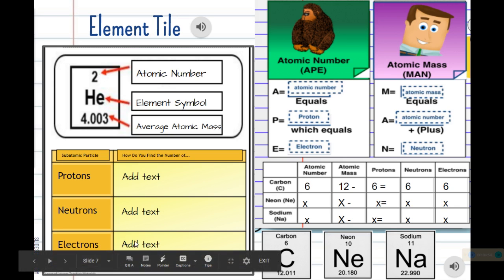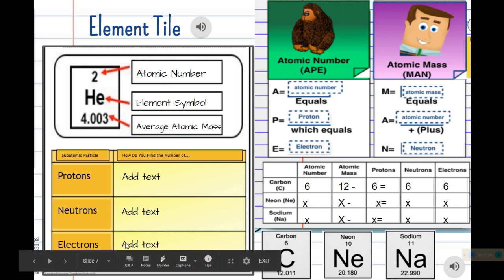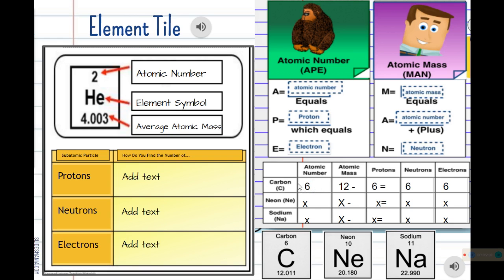So right here for the electrons, you're going to tell me that you find that by looking at the atomic number because it's the same as the protons. How do we find protons? By looking at the atomic number. So you'll notice right here for carbon, our atomic number is 6, our protons are 6, and our electrons are 6. Now let's look at finding the neutrons.